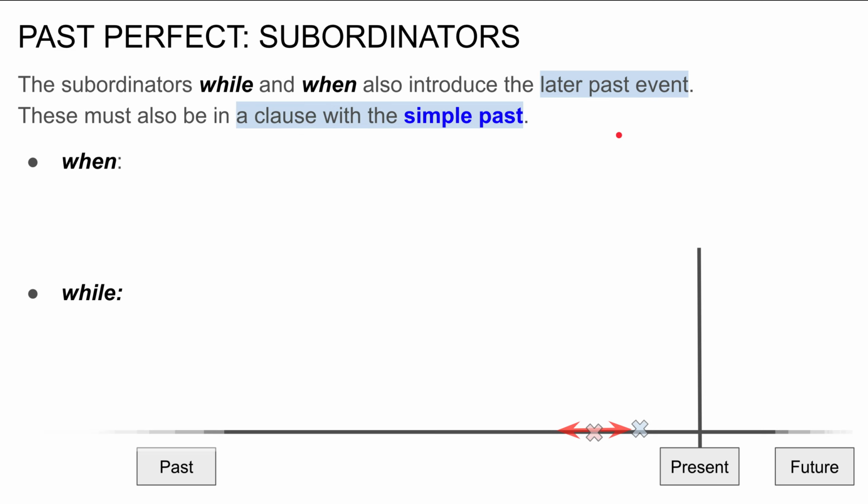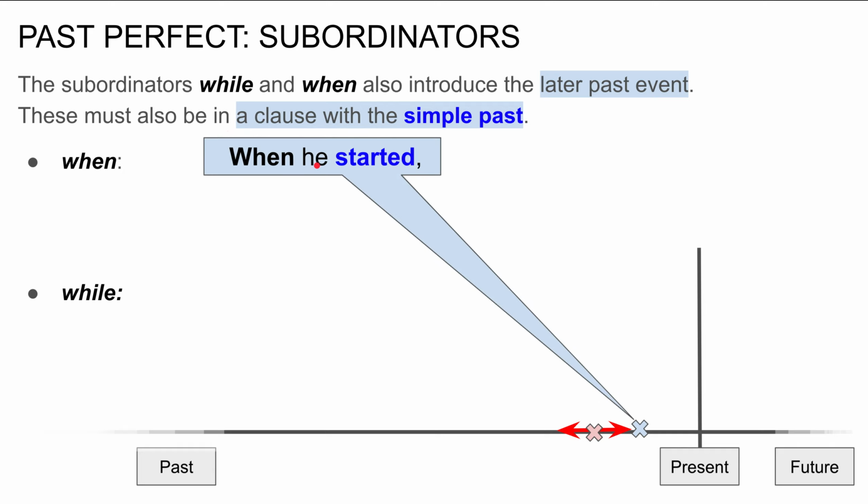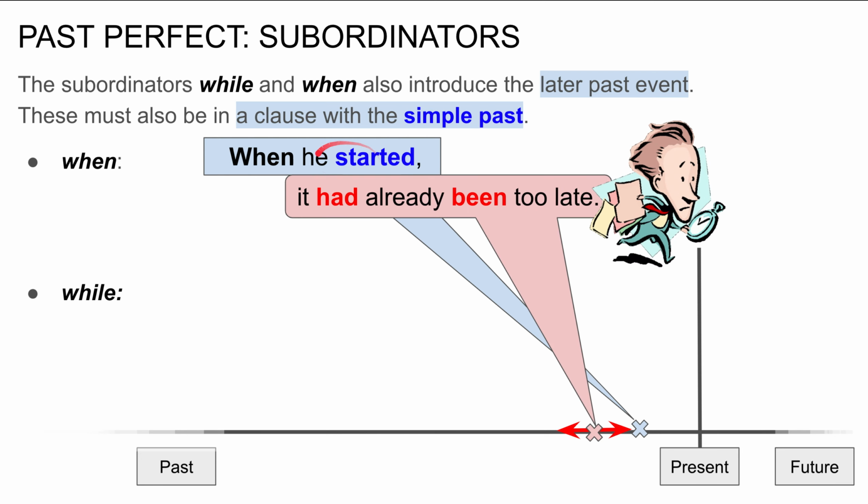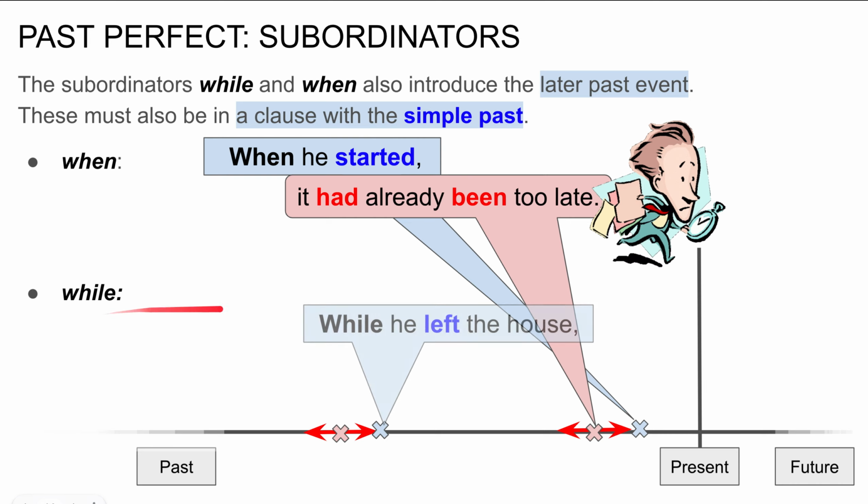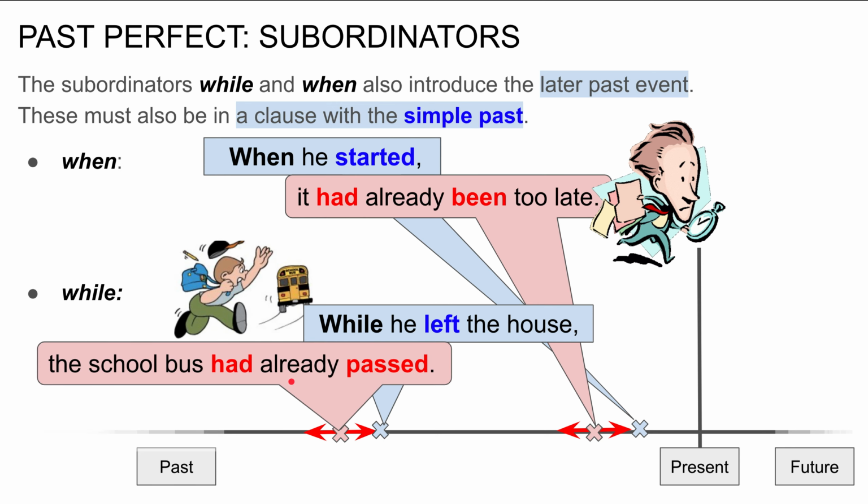Moving forward now, let's look at the subordinators when and while. When and while also introduce the later past event, and these must also be in a clause with the simple past. So for example, when he started, the later event, it had already been too late, the first event. Let's look at while now. While he left the house, the later event, the school bus had already passed, the first event.